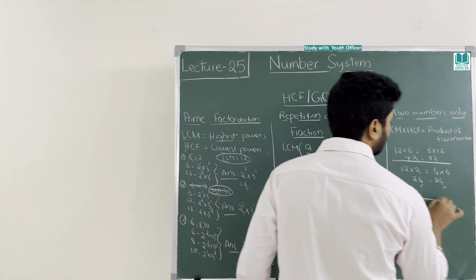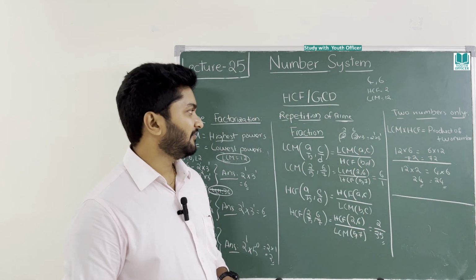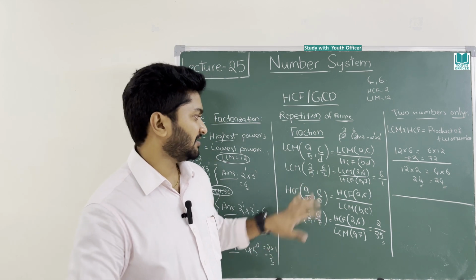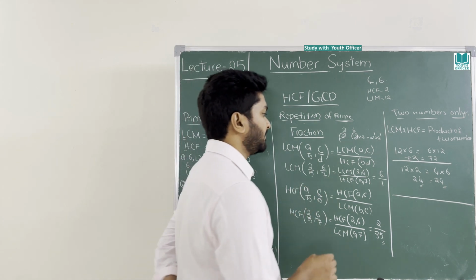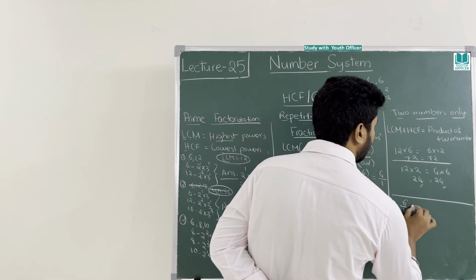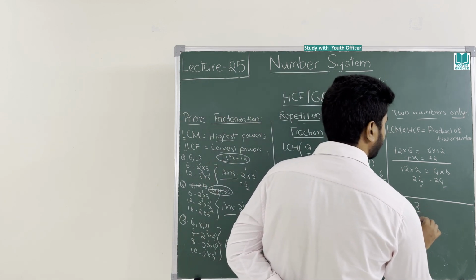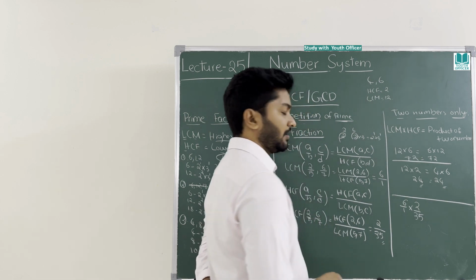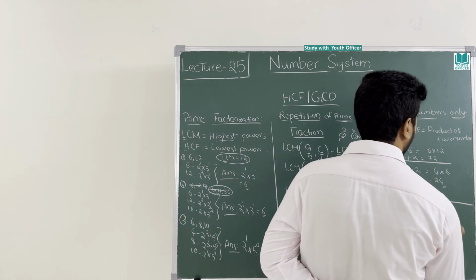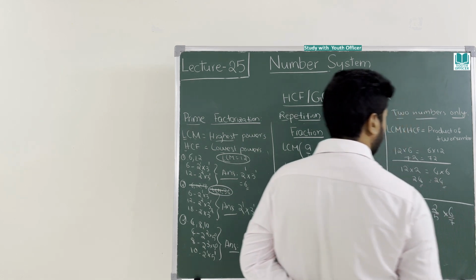Sir, should we take this property only for integers, and can we take it for fractions also? Yes, very well you can take it for fractions. Now we will try to find that. What is the LCM of these two fractions? 6 by 1 is the LCM. What is the HCF? 2 by 35. What are these fractions? 2 by 5 and 6 by 7.